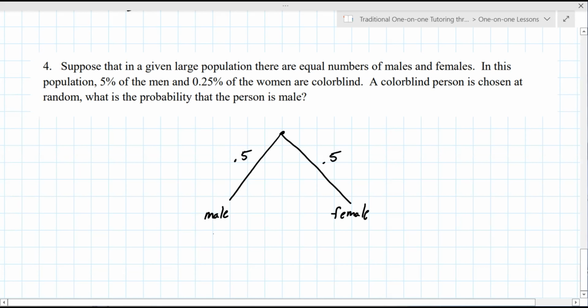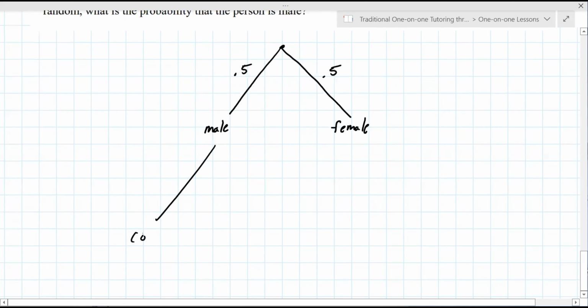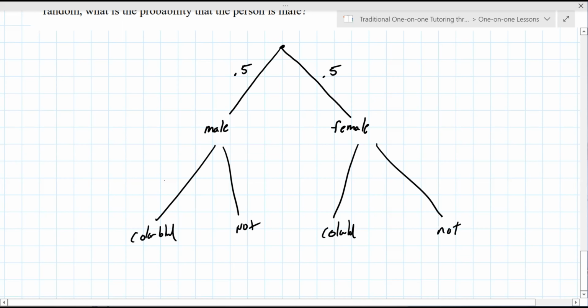So now this is where we actually care. It says in this population, 5% of men and 0.25% of the women are colorblind. So what we care about is colorblind, and then not colorblind. So male is 0.05, and female is 0.0025. And since there's only 2 outcomes, we assign the 1 minus to the other side.